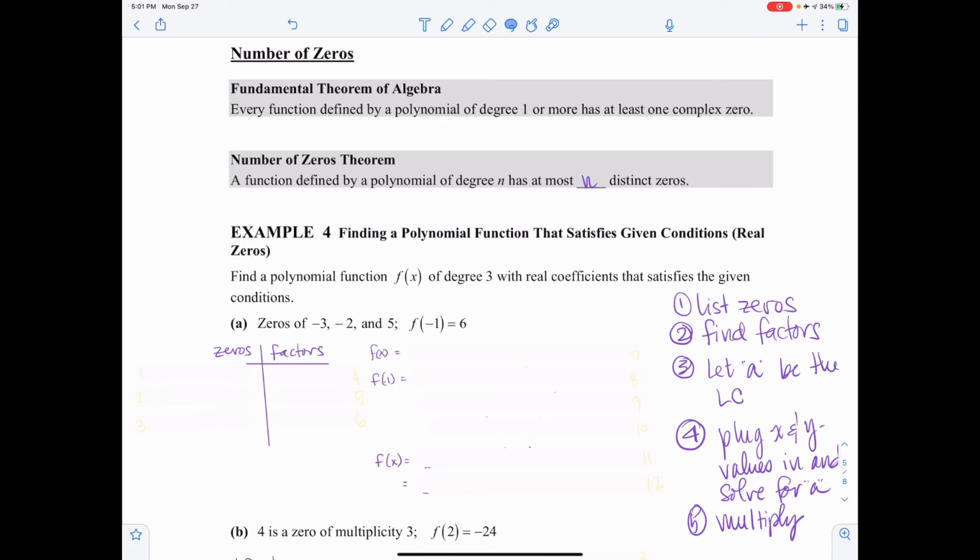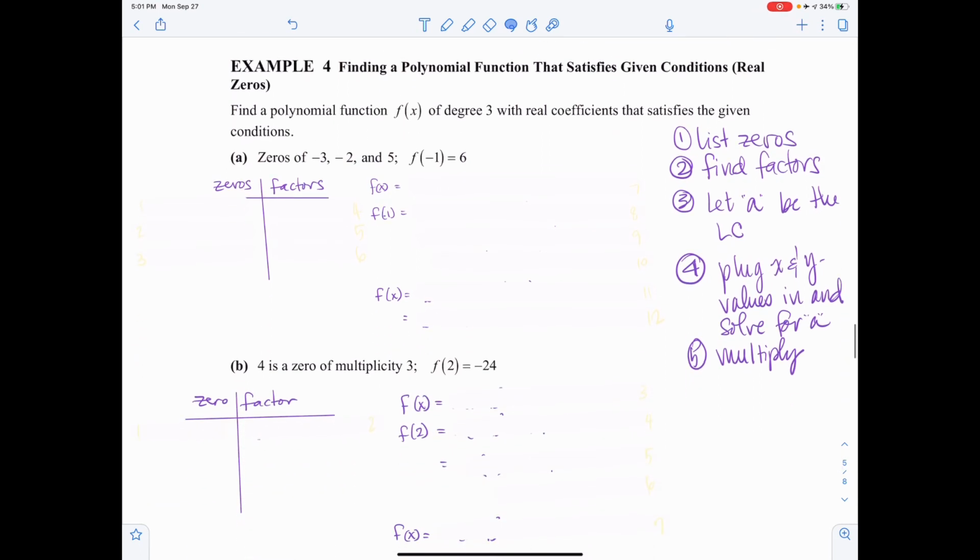How many zeros am I looking for? Well, we know that if the degree is n, we're going to have at most n zeros. That's why our sixth degree didn't have 6 zeros, but if I drew it a little differently, I could have up to 6 zeros. All right, let's look at example number 4 then.